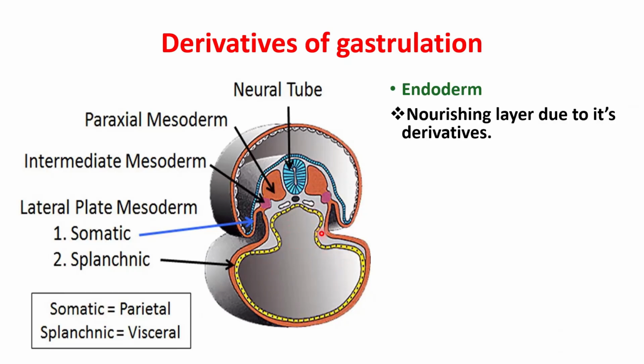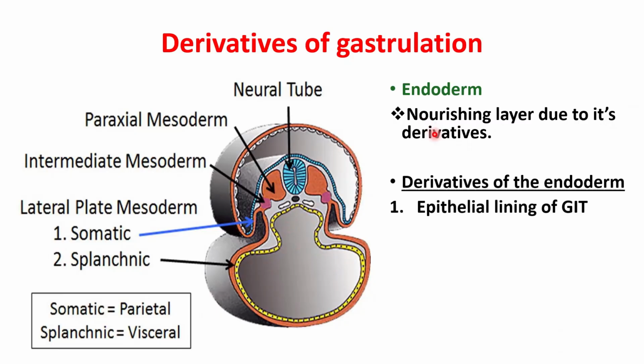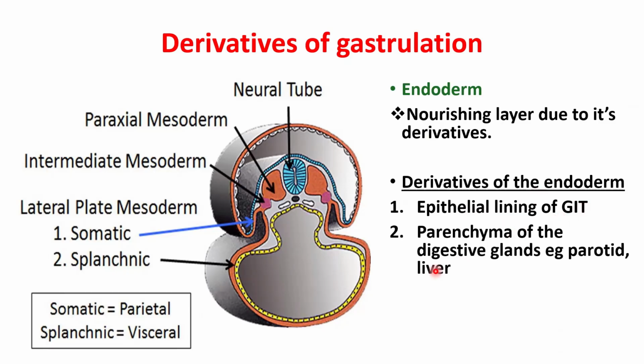So this endoderm, remember, it will be incorporated during the folding, and due to that, it will be the nourishing layer due to its derivatives. And the derivatives will be three: the epithelial lining of GIT. So remember, we have the connective tissue coming from the splanchnic part. So the epithelial lining of GIT will be coming from endoderm. Then the parenchyma of the glands of the digestive system. For example, the parotid gland, the liver. So the parenchymal cells will be coming from the endoderm. So the pancreas, the parotid glands, mandibular glands, liver, the parenchymal cells will be coming from the endoderm.